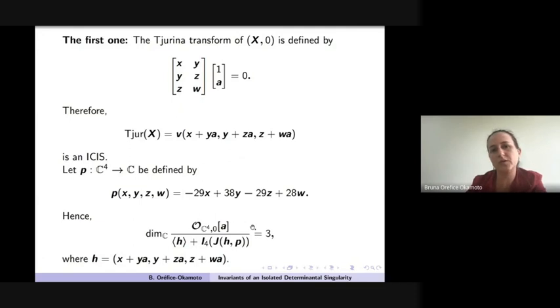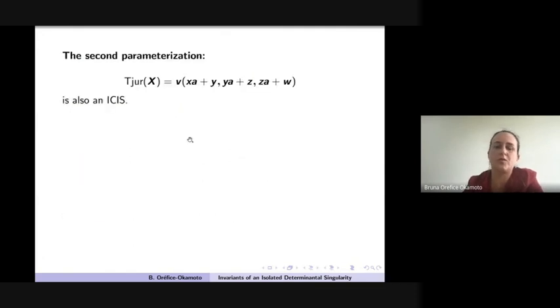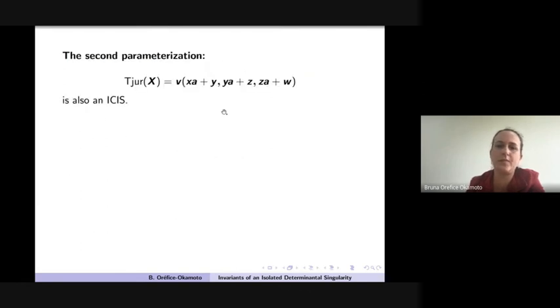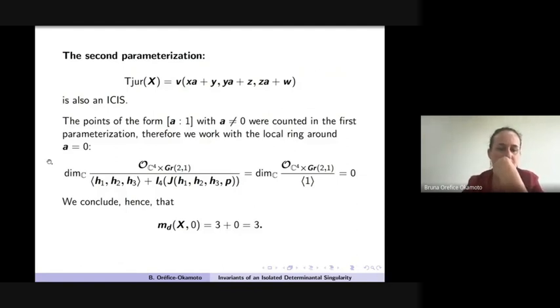Now I have to look at the other parameterization. So I was with (1:a), now I do (a:1). I get this, the Teissier transform is this. It is an ICIS of dimension 2. Here I have to remark that the points of the form (a:1) with a not 0 were counted before. Therefore, I just work as a germ at 0, and then I do everything local. So the dimension is equal to 0. And then the polar multiplicity is 3 plus 0, which is equal to 3.